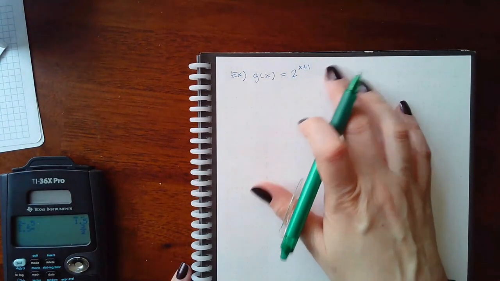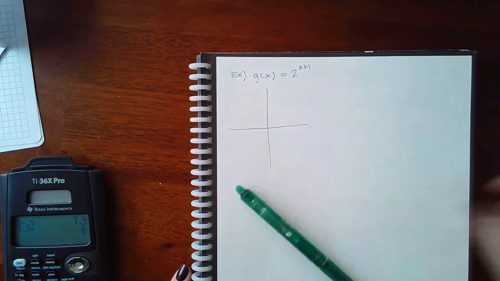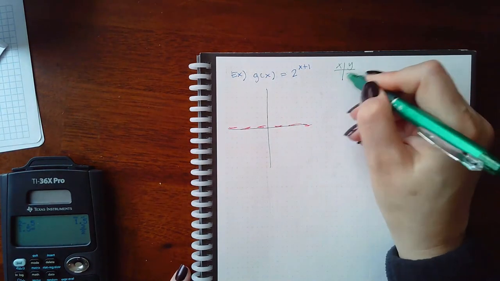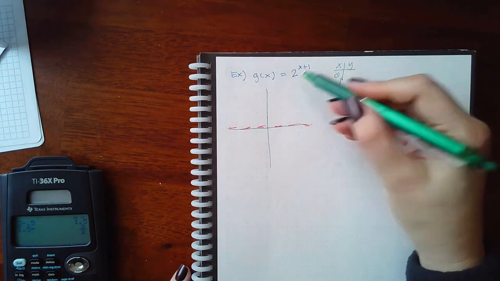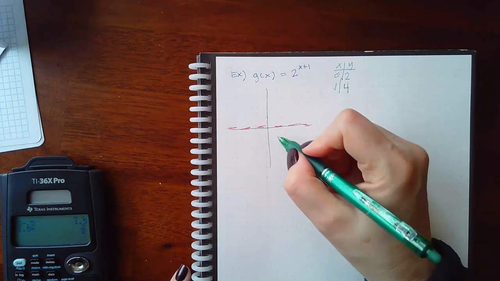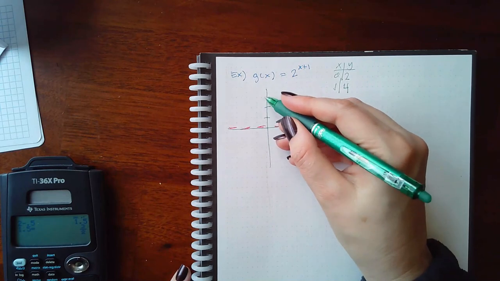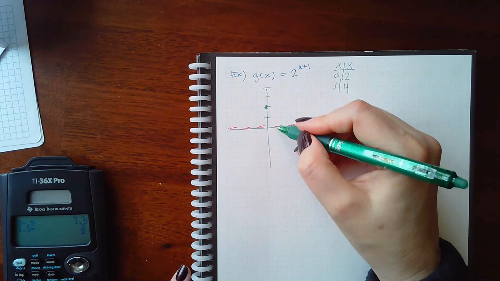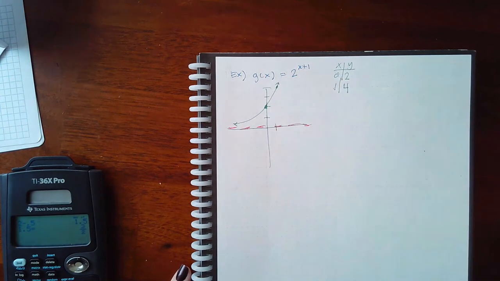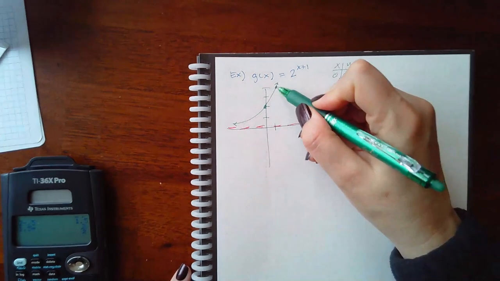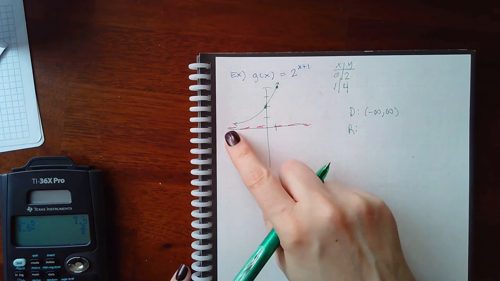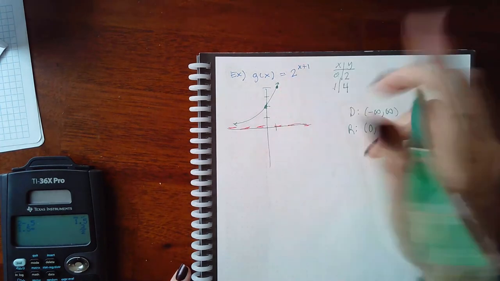Same thing here. I don't have a vertical shift, so my horizontal asymptote is going to stay on top of the x-axis. If I make my table with 0 and 1, 0 will give me 2 to the 1, which is 2, and 1 will give me 2 to the 2, which is 4. So I have (0, 2) and then (1, 4). So obviously it's going upward on this side, and then it would go downward on that side. And so that's the graph. Now the domain we know is automatically negative infinity to infinity. The range is going to be from the asymptote, which is at 0, up to positive infinity.